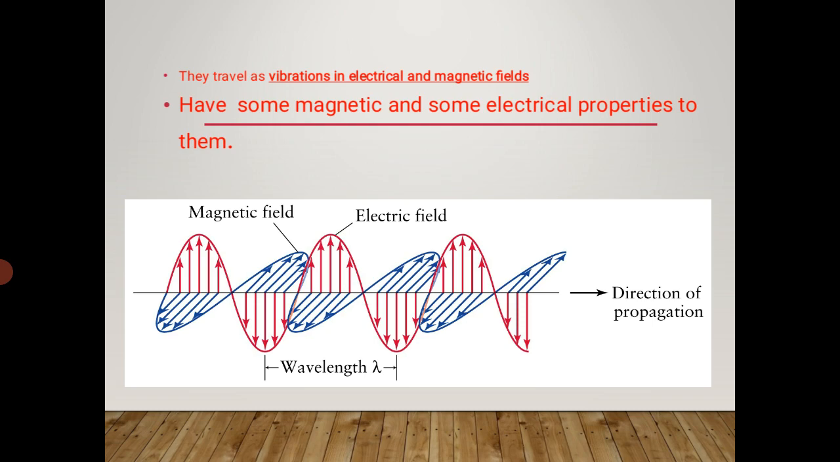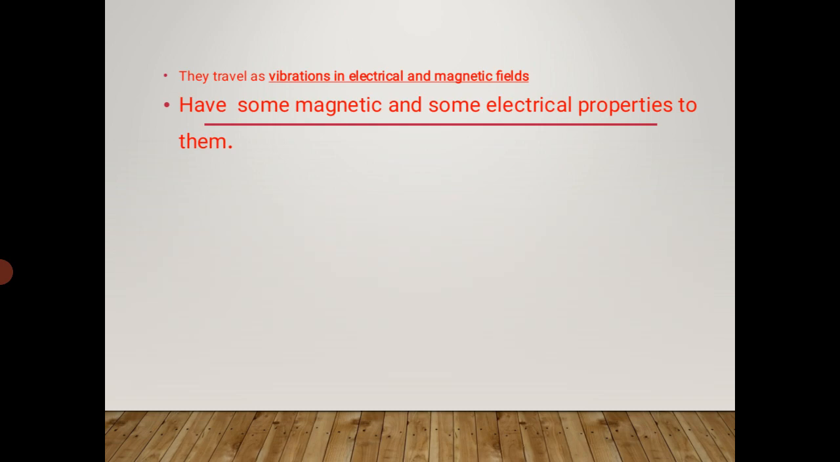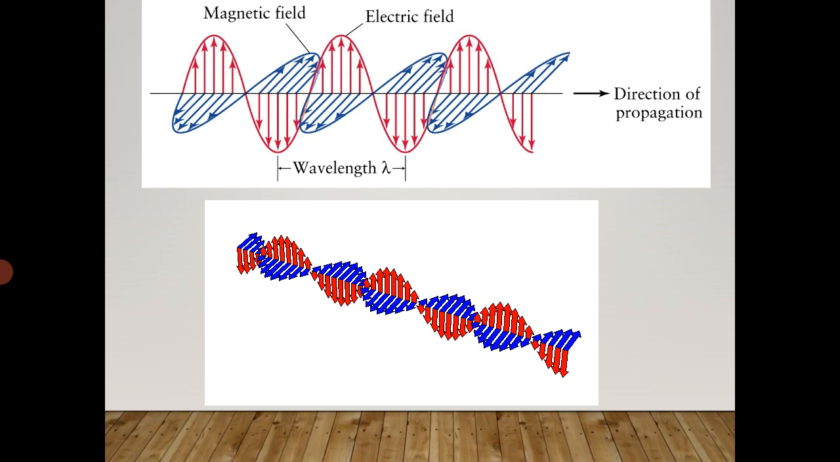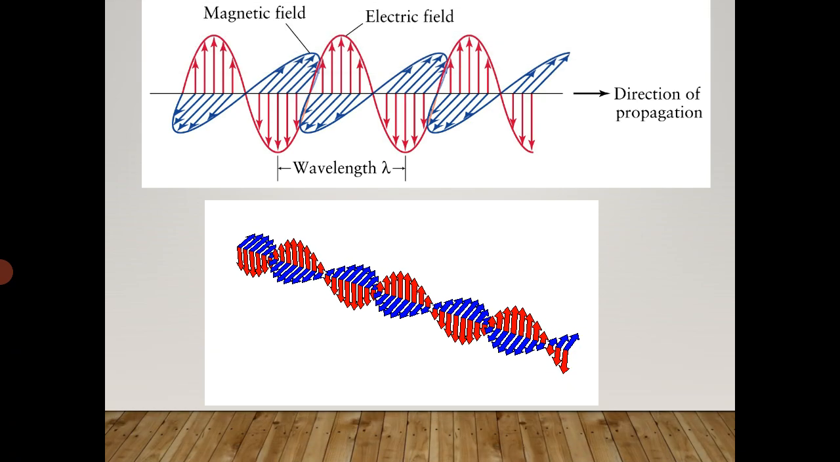An electromagnetic wave can be created by accelerating charges. Moving charges back and forth will produce oscillating electric and magnetic field, and this travels at the speed of light. Electromagnetic waves travel as vibration in electric and magnetic fields, and have some magnetic and some electrical properties to them. You can see how electromagnetic wave travels.